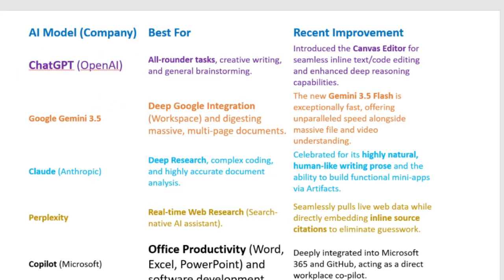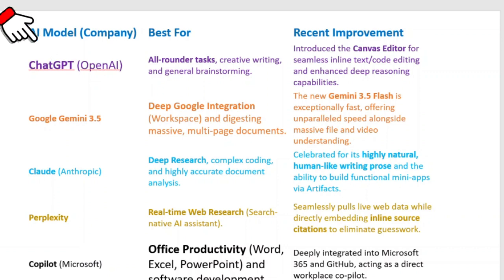Let us come to the comparison table. AI model and the company, what this AI model is best for, and the recent improvements made on these 5 main types of AI models. Let us look first at ChatGPT, which is the product launched by OpenAI.